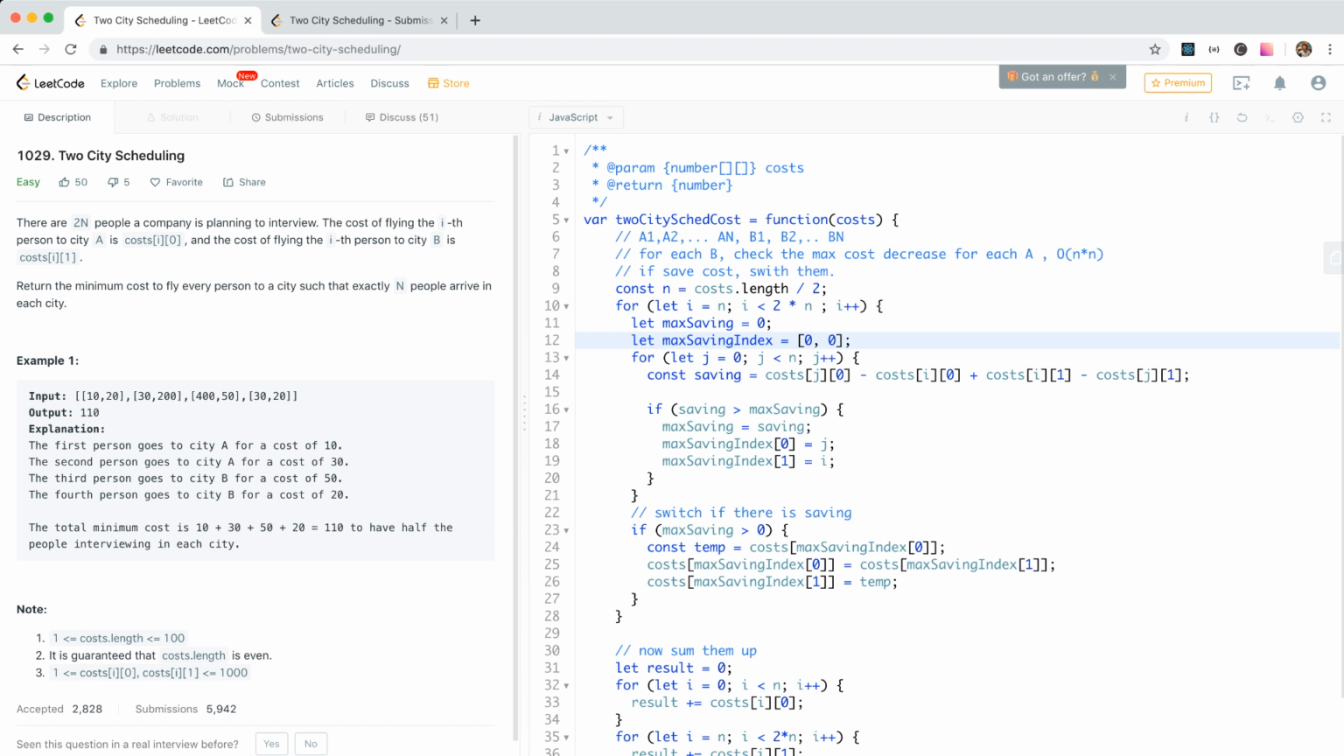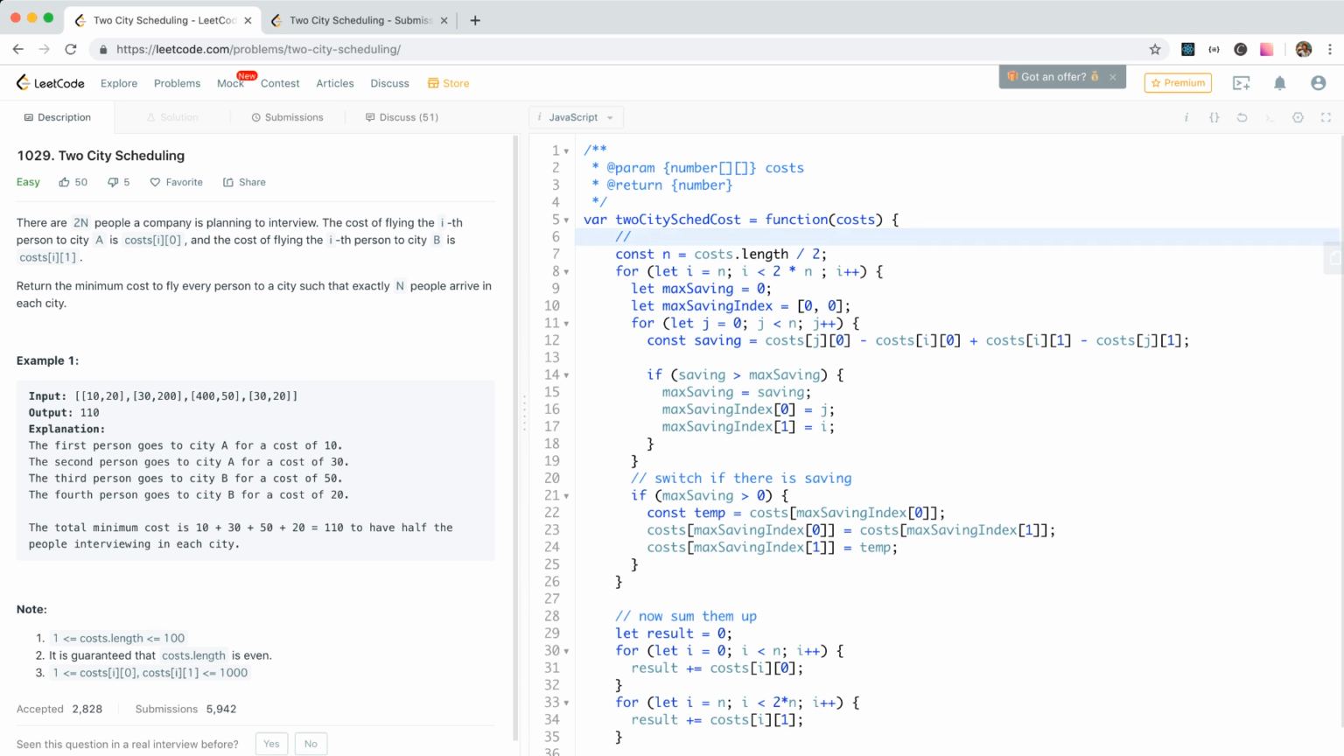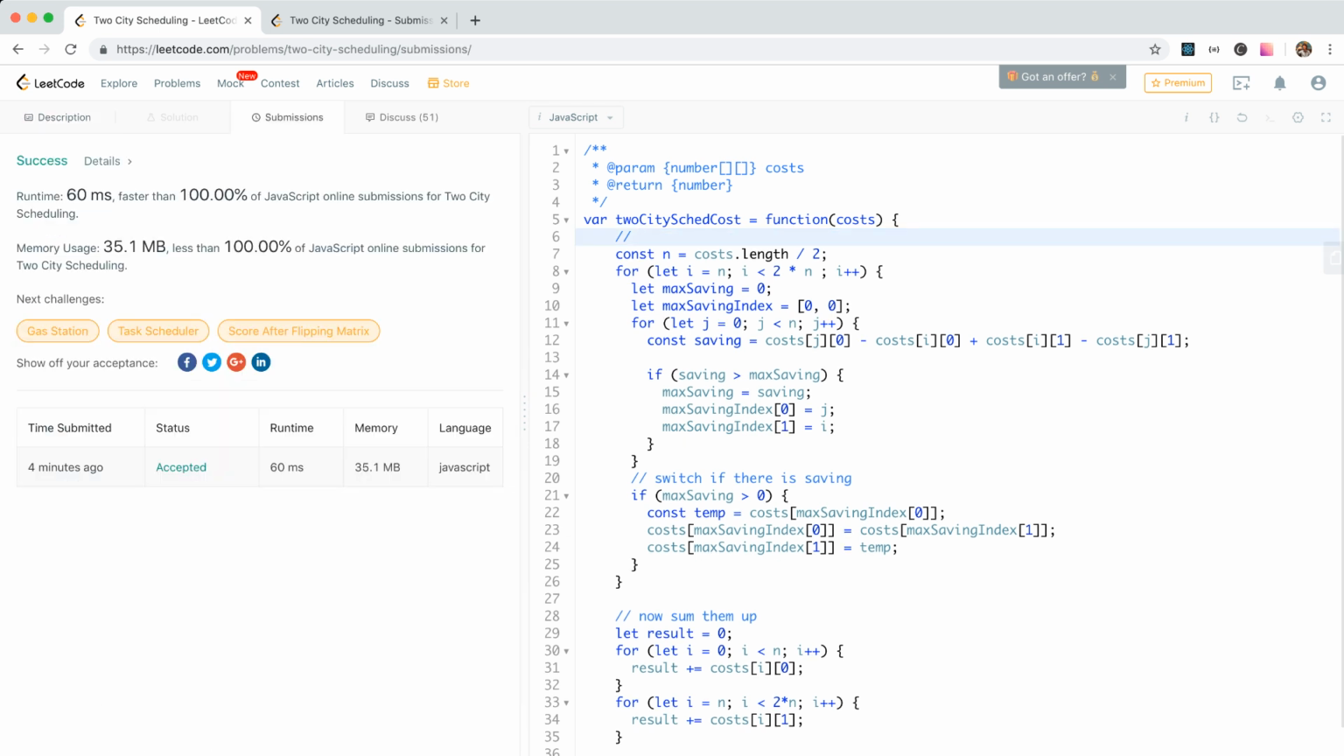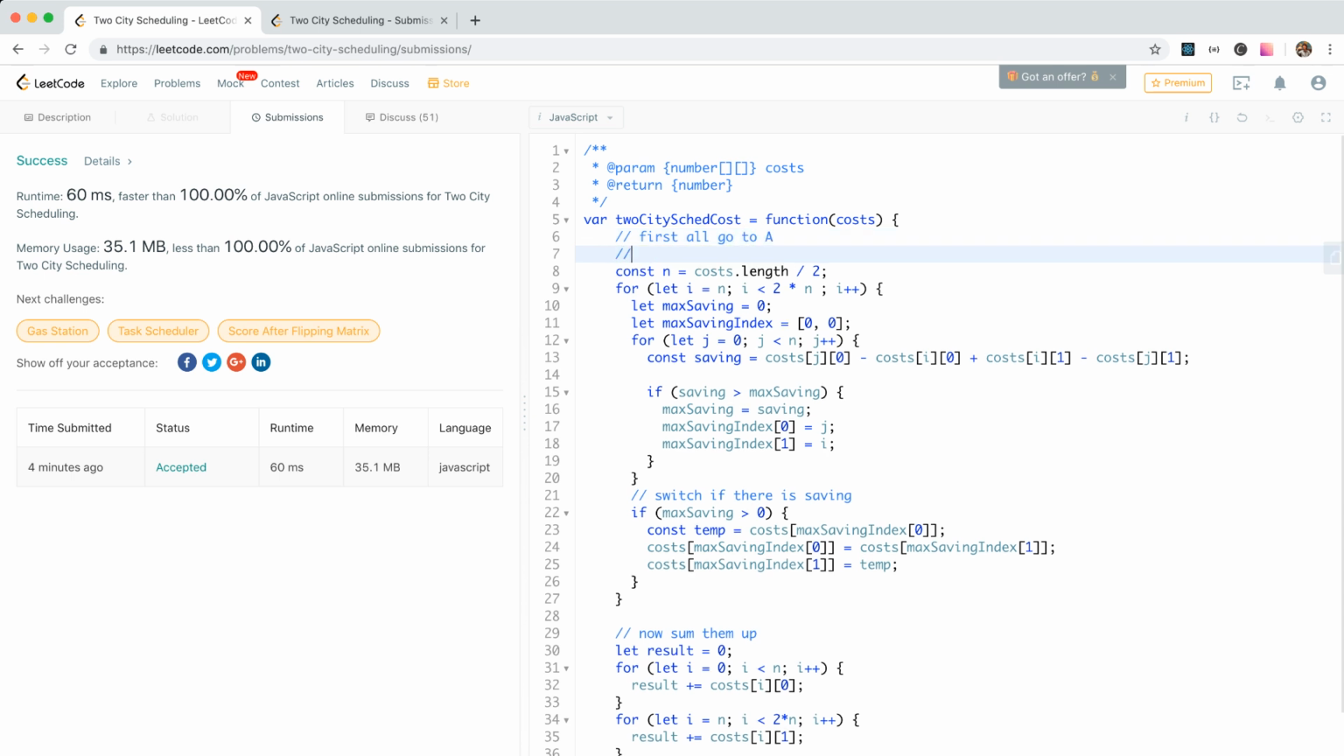So generally we can say we first all go to A, and then find the top n people who can save the most.